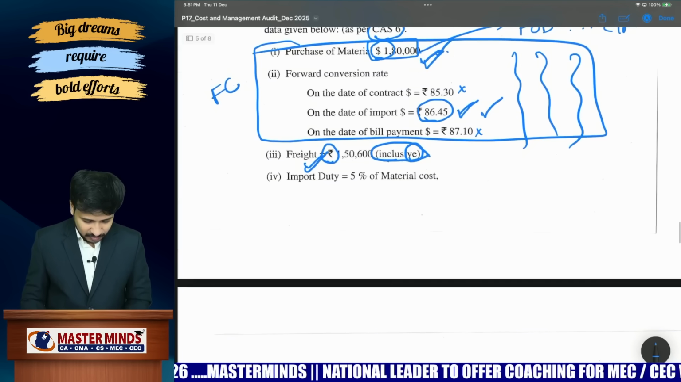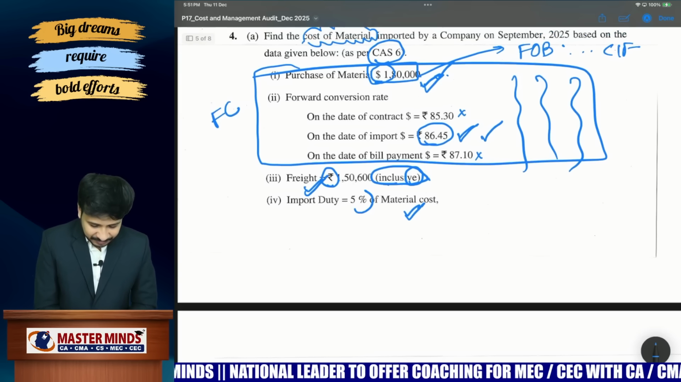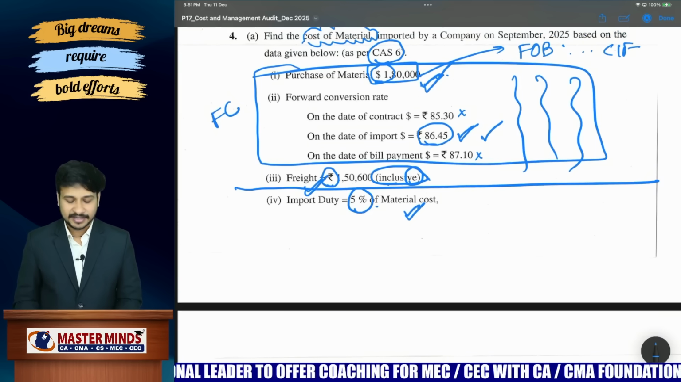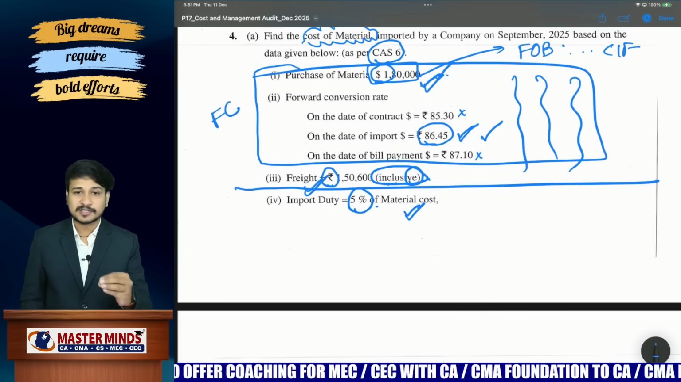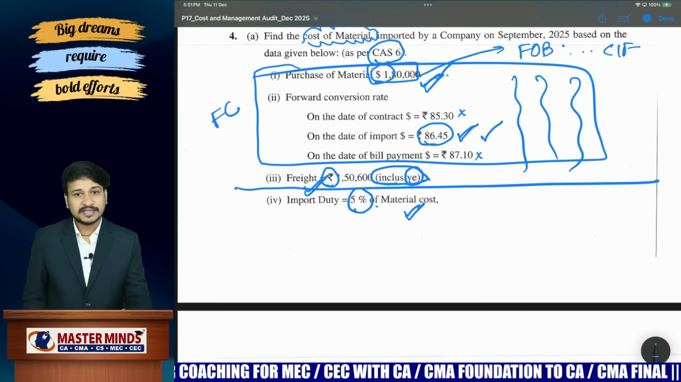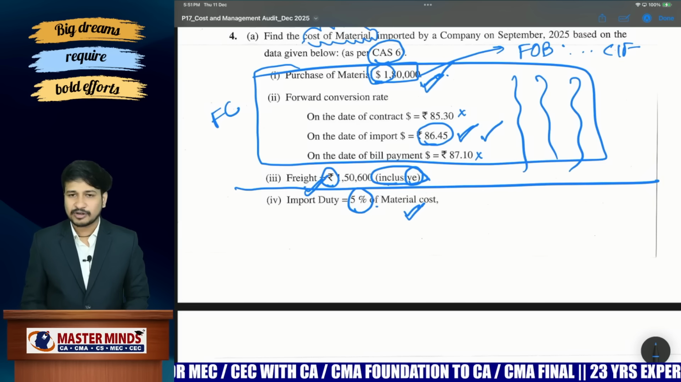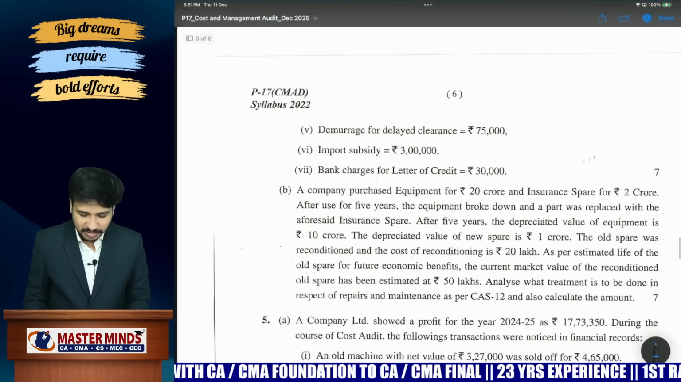And coming to import duty, 5% of the material cost. Frankly speaking, this has an impact on the assumption that you're going to take for the freight. 5% on the material cost. So $1,80,000 multiplied by 86.45 plus freight. Then you compute import duty, or before that; it obviously depends on the situation and the assumption that you have made. And moving on to the next thing, demurrage charges.